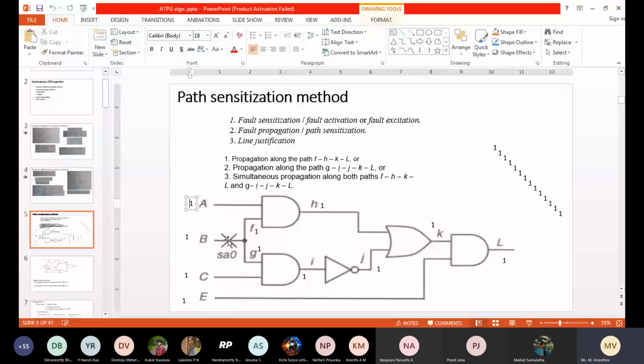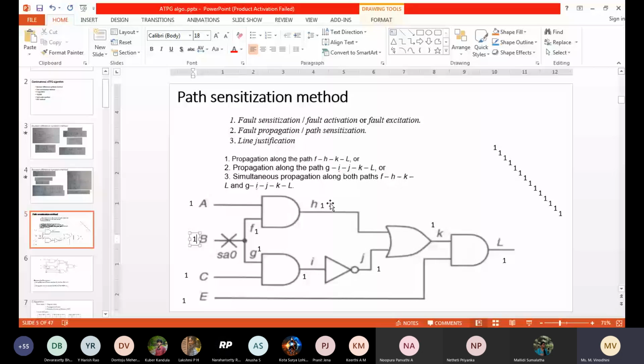Okay, so now the fault is stuck at 0. If I want to activate the fault, this particular signal line, which is nothing but B, should hold the value 1 or 0? 1. So I gave 1 here. This is the first step. Now we have done the fault activation. Next step, fault propagation. I need to take this fault to the output. That is known as fault propagation.